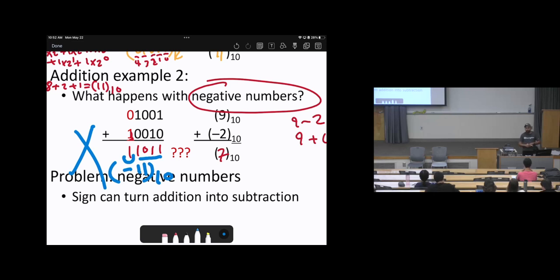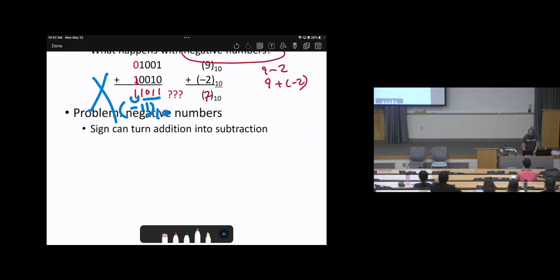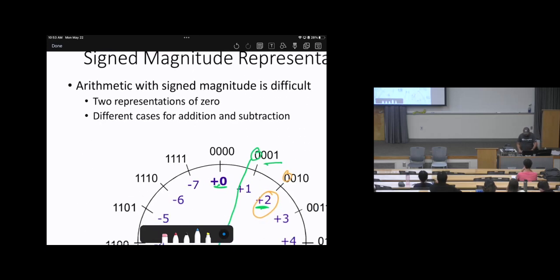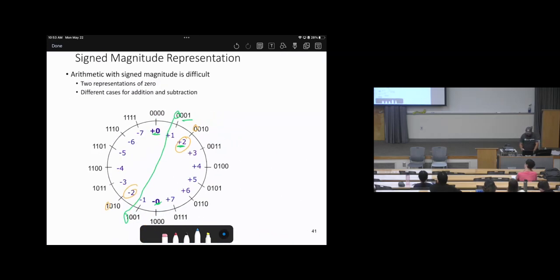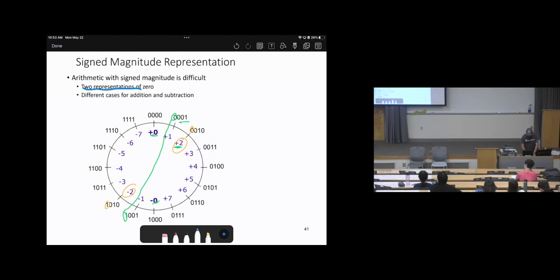Okay, that's fine. But when we make addition and subtraction between positive and negative numbers, this will create a problem. This will create false results, which is not right. Therefore, this can turn addition into subtraction, or can make negative numbers positive, or positive numbers negative. So again, the flaws are two representations of 0, and different cases in addition and subtraction creating a lot of problems. Okay?